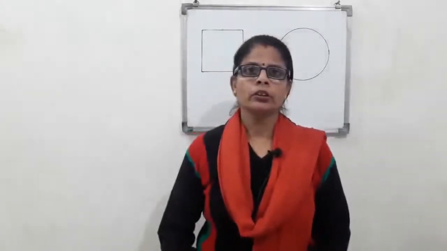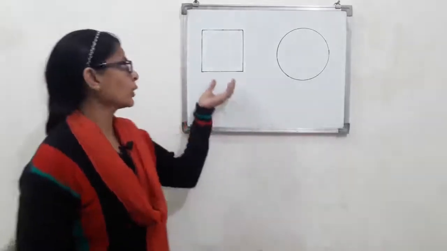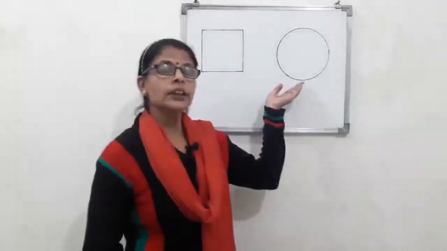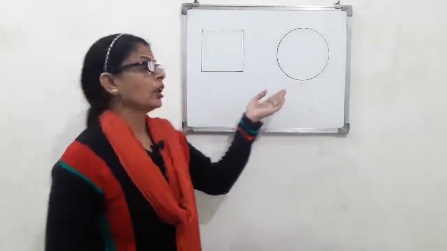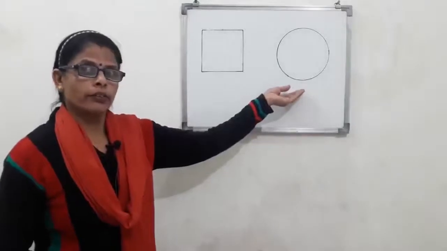Hello everybody. Are you seeing some figures on the board? Yes. What is this? This is a square. And what is this? This is a circle. This is a whole square and this is the whole circle, right?